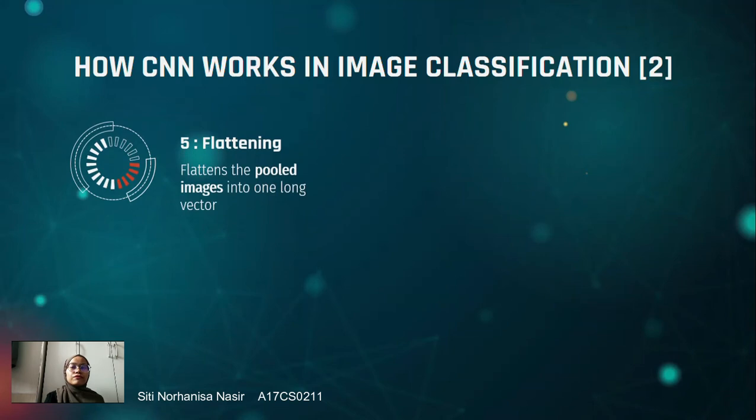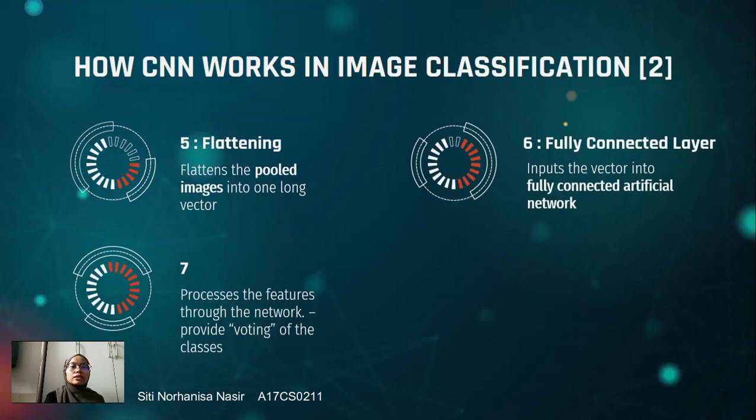After that, we flatten the pooled image into a long vector to produce the output of the pooling layer to use for further processing. Finally, the last layer is the fully connected layer. This is where all the features are processed through the network. And step 7 gives us the final fully connected layer, which provides the voting of the classes that we are after.